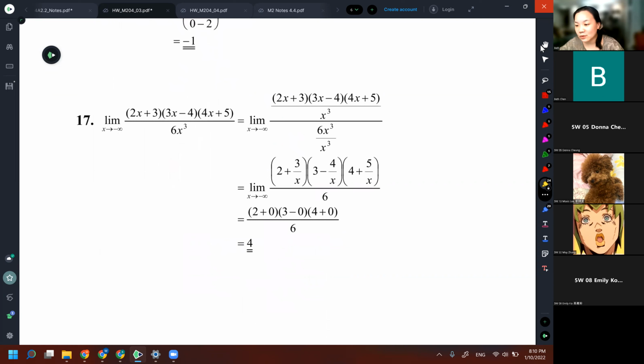Another problem is question 17. During the lesson, I said you should not expand. And again, you should not expand. Please look at the answer and see how you can get the final answer without expanding. You see, without expanding.